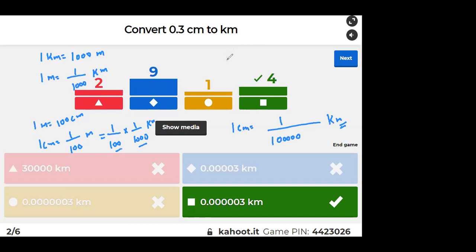So what is 0.3 centimeters? 0.3 centimeter is equal to 0.3 divided by what? Divided by 5 zeros. So we already have 1 decimal place, so it will shift by 5 more decimal places. So it will be a total of 6 decimal places: 1, 2, 3, 4, 5, and 6. So the answer is 0.000003. This is the correct answer.